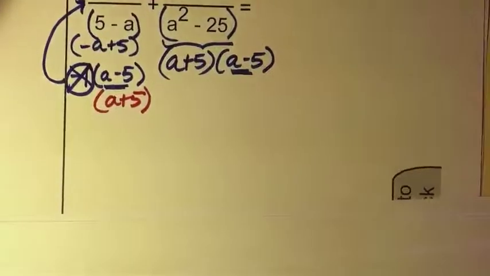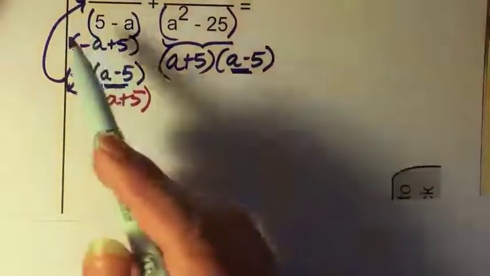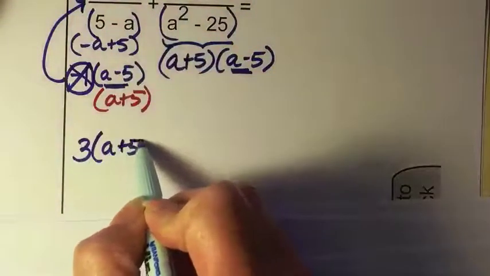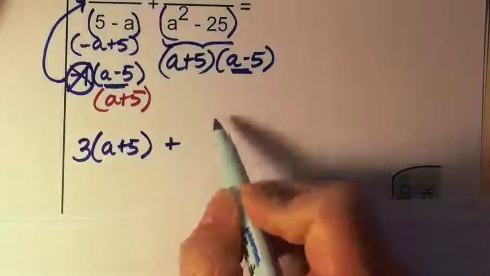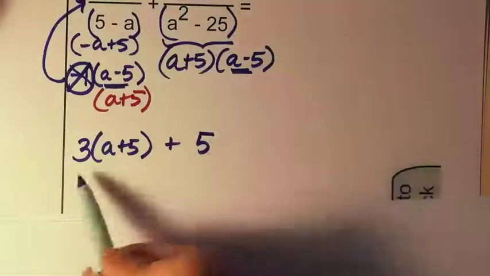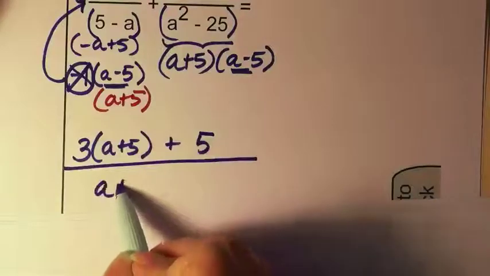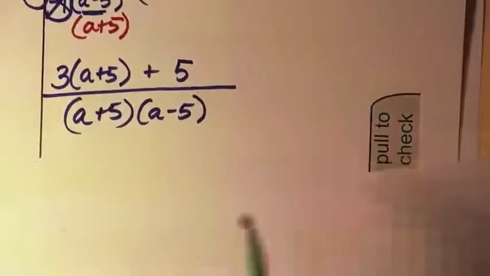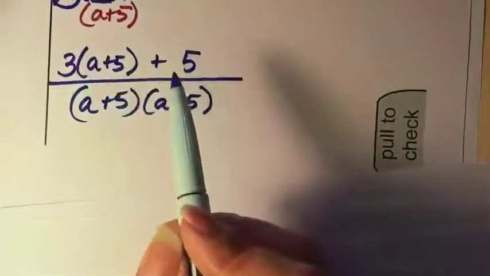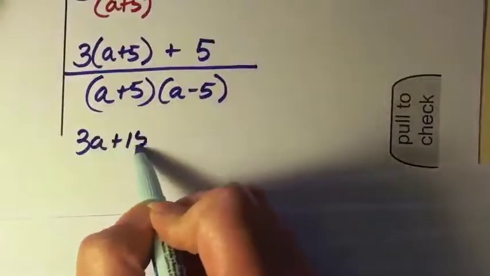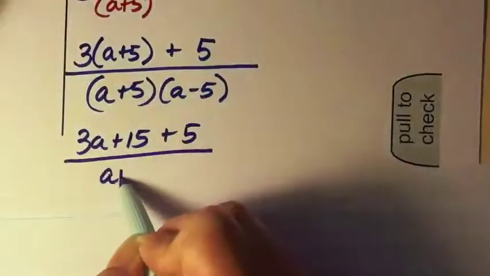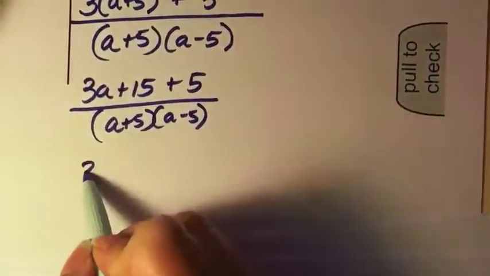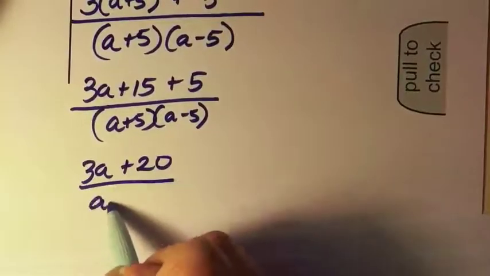So now, if I take a look, this is what I end up with. The negative 1 multiplied with that negative 3 becomes a positive 3 times the a plus 5 we gave the top, plus there was a 5 on the other side, which we left alone, all over my common denominator, which is now a plus 5, a minus 5. I'm not yet done with this. I have to distribute this 3 out, okay, so now this becomes 3a plus 15 plus 5 all over a plus 5, a minus 5. And then I need to simplify. So I have 3a plus 20 over a plus 5, a minus 5.